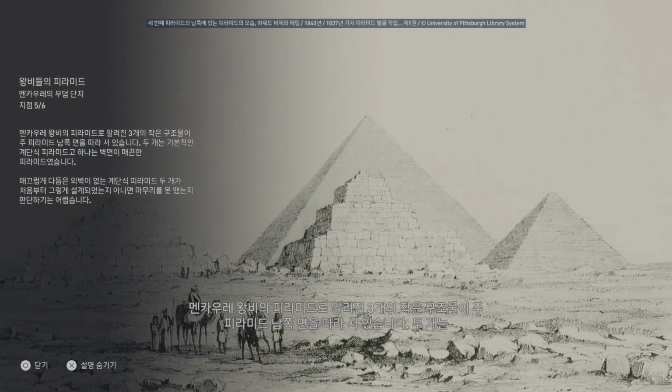Three small structures, referred to as Mencara's Queen's Pyramids, were erected along the southern side of the main pyramid. One of them was a smooth-faced pyramid, while the other 2 were more basic step pyramids. It is difficult to assess whether the latter were designed as such or were left unfinished with no casing to smooth out their surfaces.